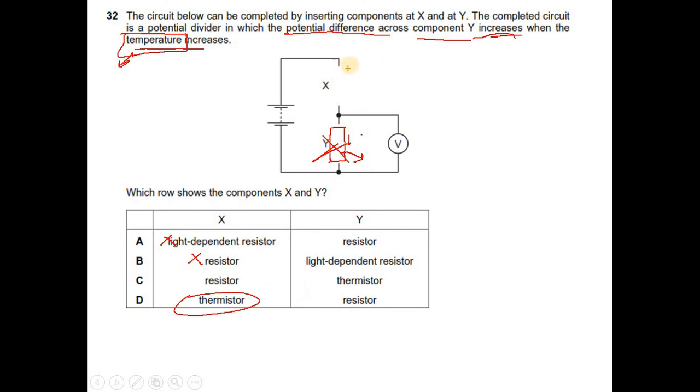Because the thermistor attached at X is the correct position of the thermistor. When temperature is increased, the resistance of the thermistor is going to decrease, due to which the resistance of Y will increase, so the potential will increase. So the option is D. X should be the thermistor, Y should be the resistor.